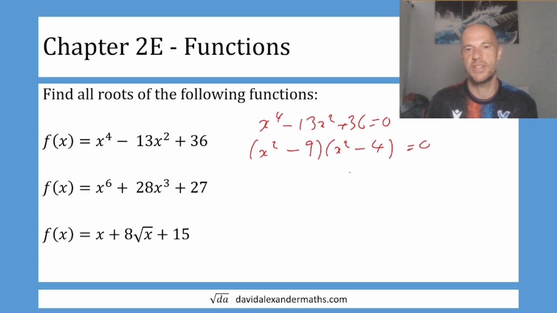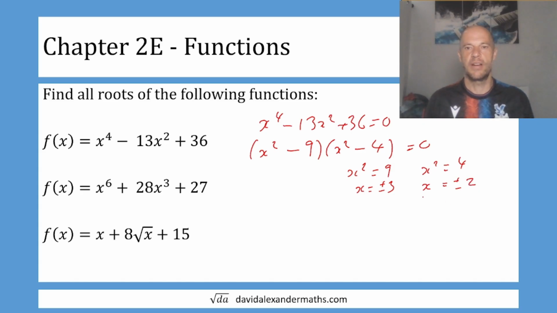So what this means is that x squared minus 9 equals 0, in which case x squared is 9, and from this bracket x squared is positive 4, so therefore x is plus or minus 3 and x is plus or minus 2. So there are 4 roots: plus 3, minus 3, plus 2 and minus 2. Okay, so the hard thing with this one is recognising that this is a disguised quadratic. Because 2 is half of 4, that's how I see it anyway.